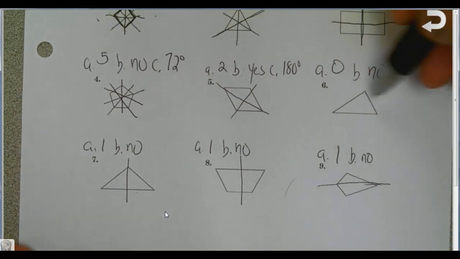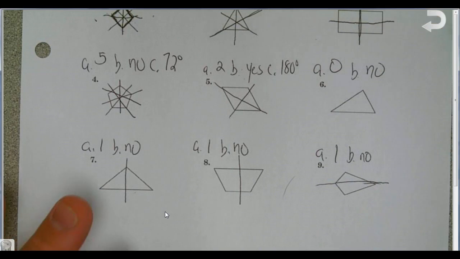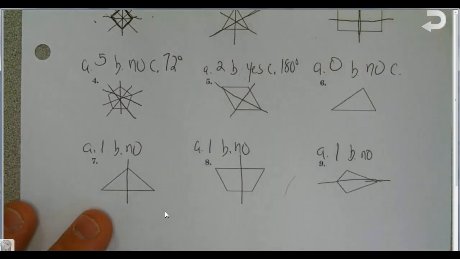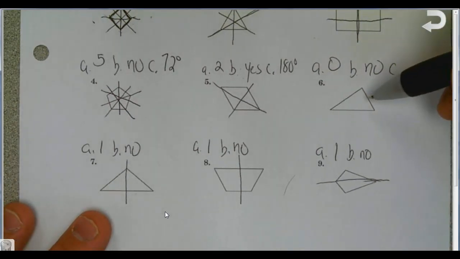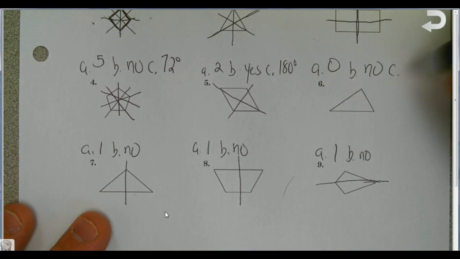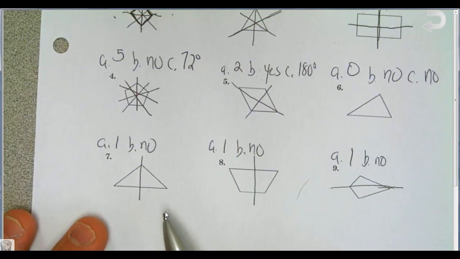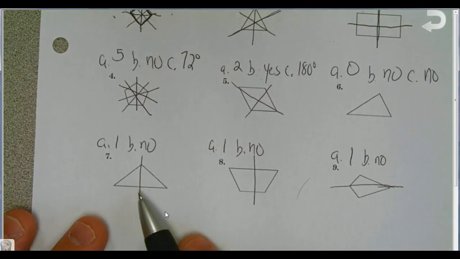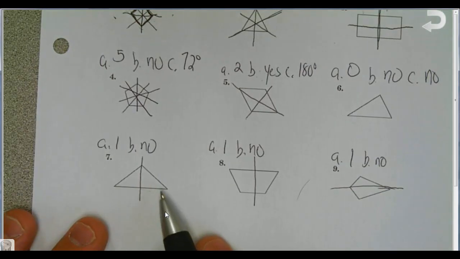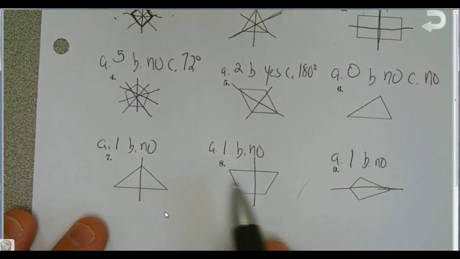Number 6 does not have rotational symmetry because you're never going to get this picture until you get it all the way back around to where it is. Number 7 also does not have rotational symmetry. You're not going to get this picture until you turn it all the way around. And as you can imagine, the same goes for 8 and 9.